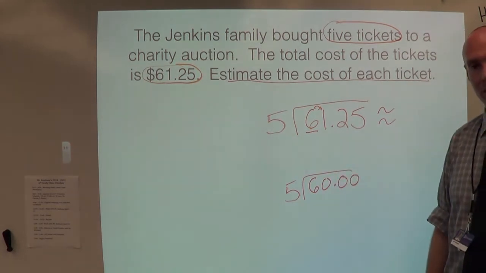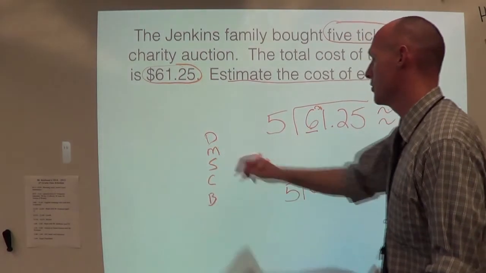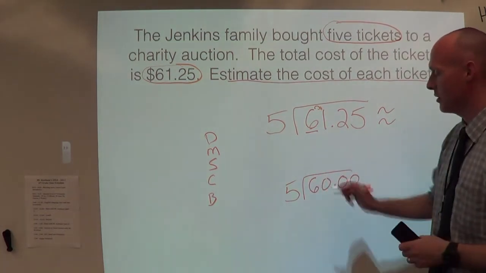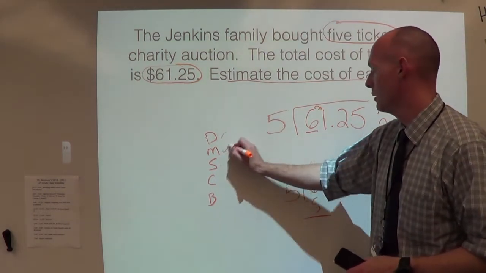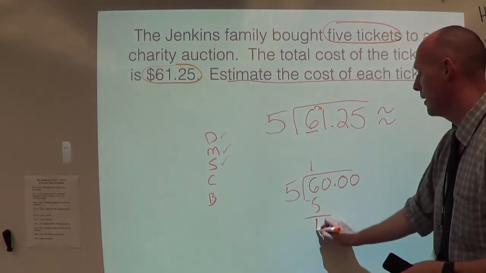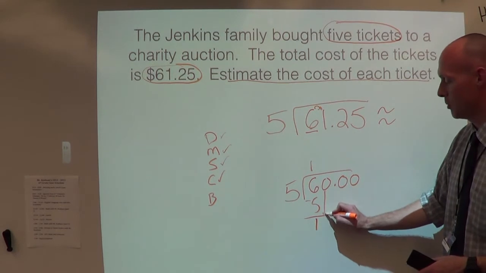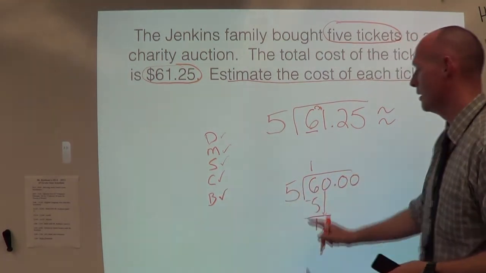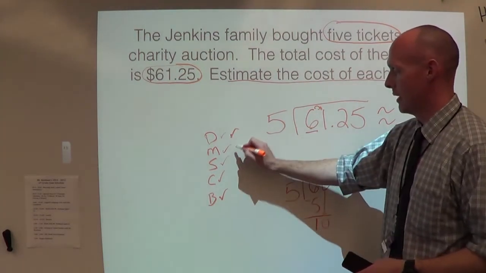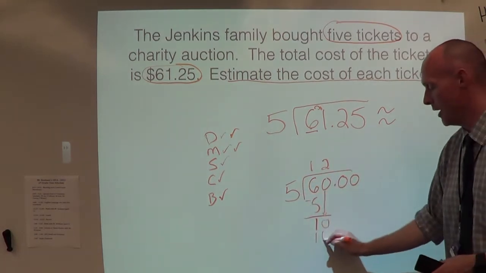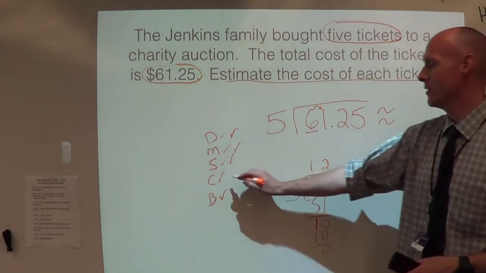Okay, now let's work it out. First step, divide. Cover. Can 5 go into 6? It can, one time. 1 times 5 is 5. Multiply. Now we subtract, 1. Check. Is it lower? Yes, it is. So next step is bring down. Perfect. Now we go back to the top and divide. 5 goes into 10 2 times. Next step is multiply. 2 times 5 is 10. Subtract, and we are at 0. Check. Is it lower? Yes, it is.